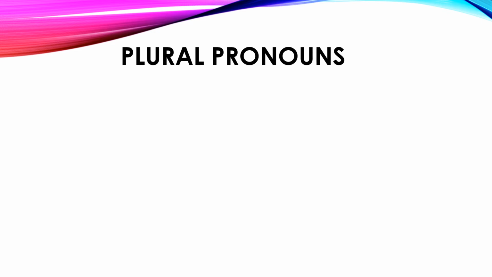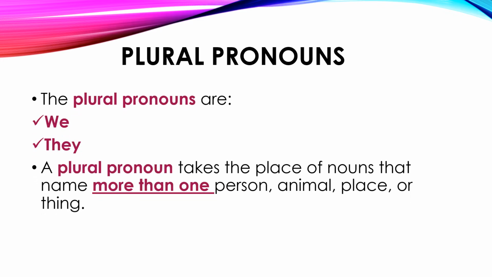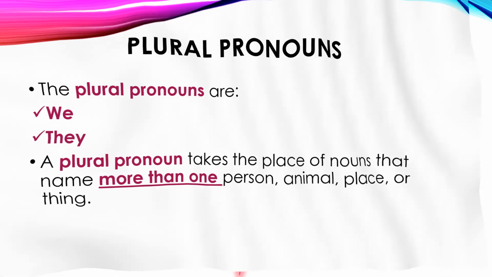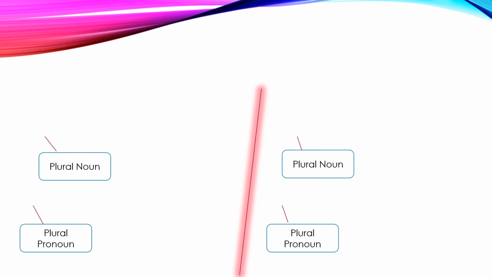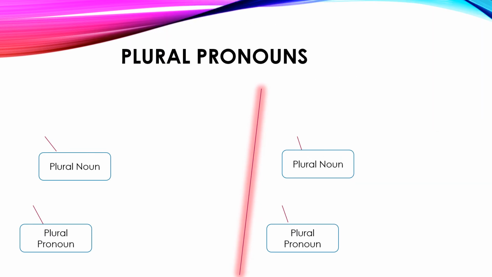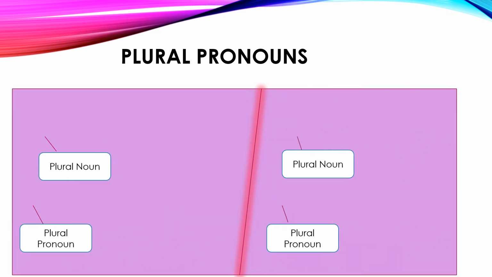Now let's move to the second group of pronouns, which is the plural pronouns. The plural pronouns are we and they. A plural pronoun takes the place of nouns that name more than one person, animal, place, or thing. Here are examples of sentences with plural pronouns. Let's start with example number 1.